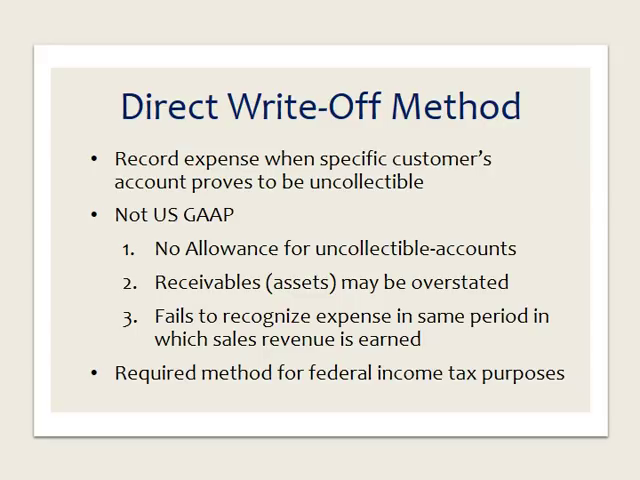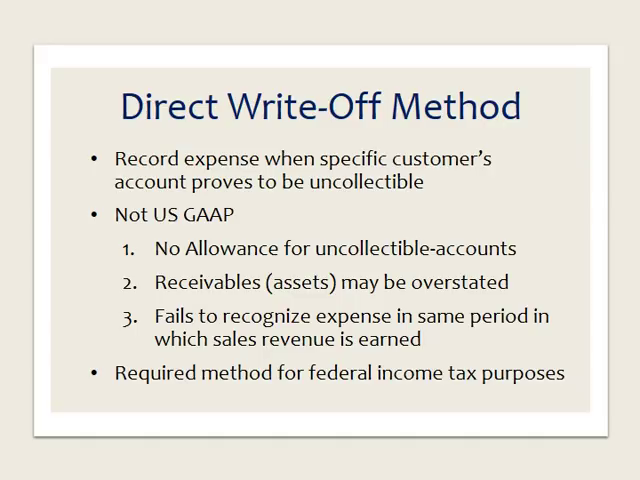There is another, less preferable way to account for uncollectible receivables. Under the direct write-off method, the company waits until a specific customer's receivable proves uncollectible. Then the accountant writes off the customer's account and records uncollectible account expense. The direct write-off method is not considered as being in keeping with generally accepted accounting principles, GAAP, for financial statement purposes for two reasons. 1.